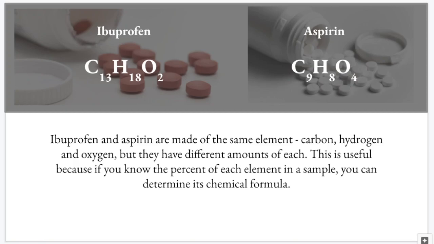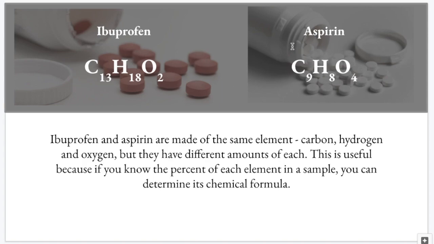These notes are over percent composition. Okay, so if we look at these two different compounds that we have, ibuprofen and aspirin, they have similarities in that they're made up of the same elements. Both of them have carbon, hydrogen, and oxygen, but you'll notice that they're in different amounts. Here, ibuprofen has 12 or 13 carbons, whereas aspirin only has 9.